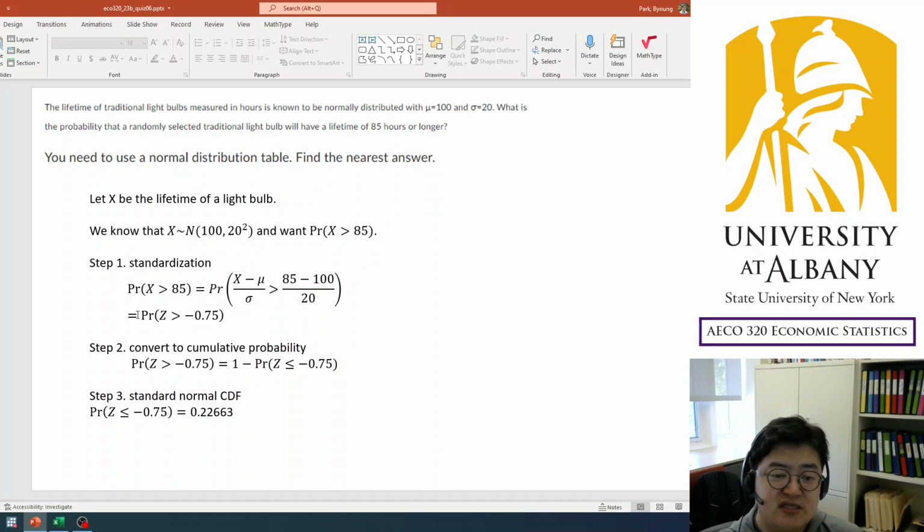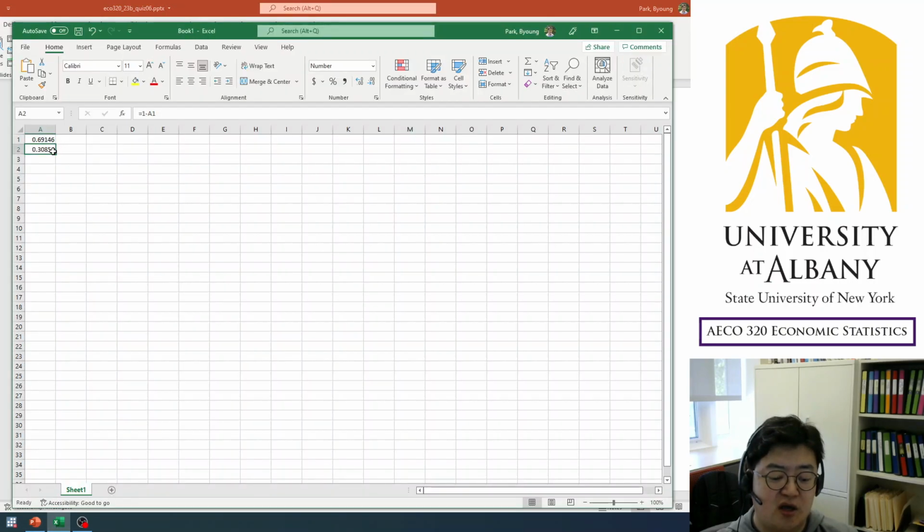And again, this is not a cumulative probability. So you have to turn this inequality to the opposite direction, right? So we are calculating probability z smaller than minus 0.75 and take 1 minus that. That is our desired probability. And then go back to Excel and calculate that probability.